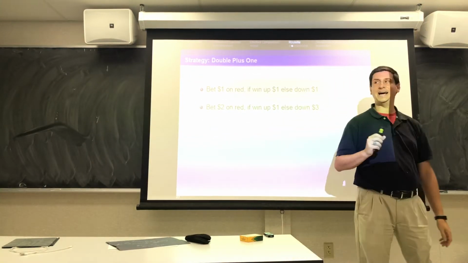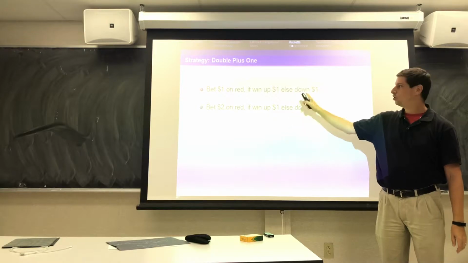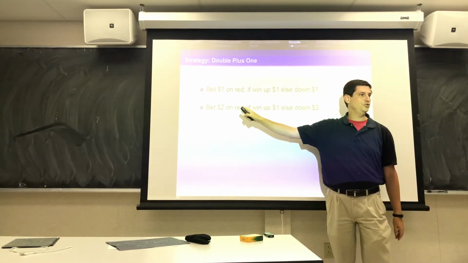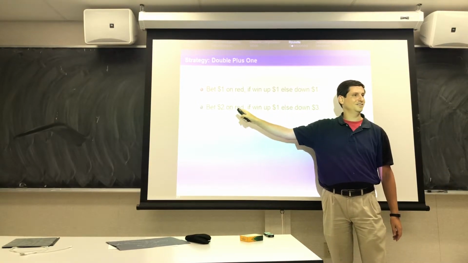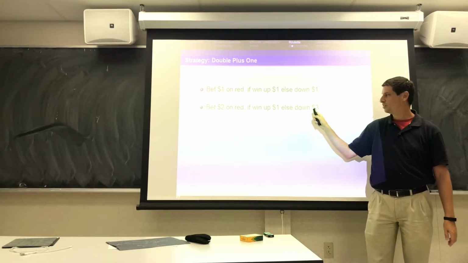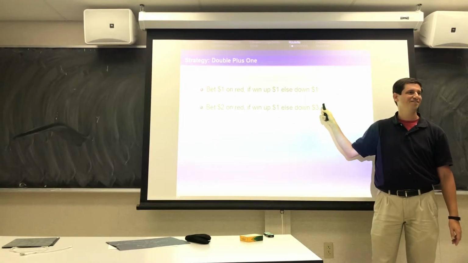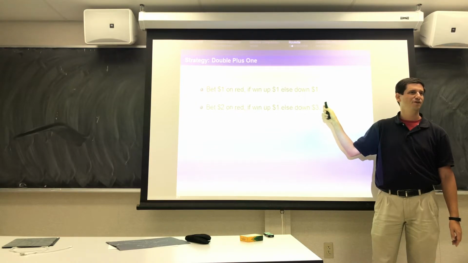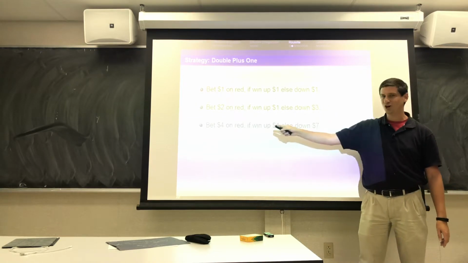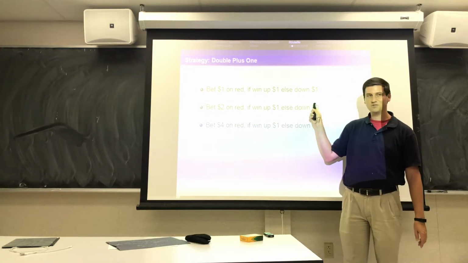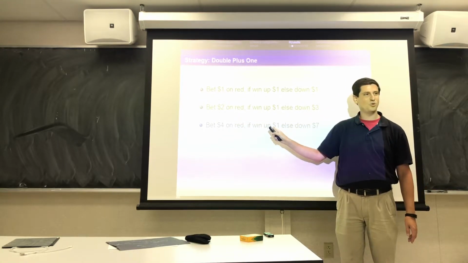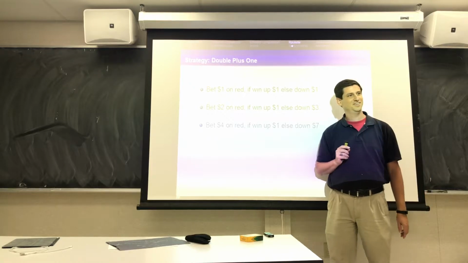So bet $2 now on red. You lost $1. If you win, you just gain $2, so you now net $1. If you lose, you're down $3. How much should you bet? Nope. Why not? $4. So if you bet $4, if it comes up red, you've lost 3, you just won 4, now you're up $1. If not, you're down 7.